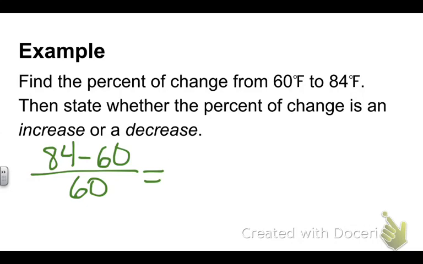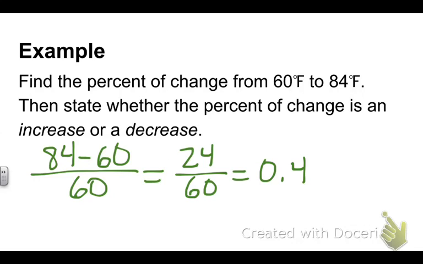So I need to take care of this subtraction first. 84 minus 60 would be 24. And then 24 over 60, remember that fraction bar means division. 24 divided by 60 is going to give you 0.4. Now, that is not your answer.